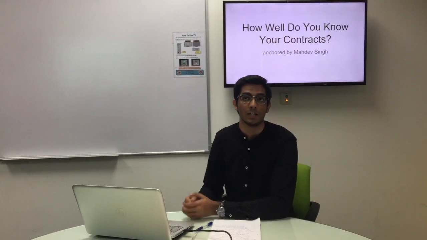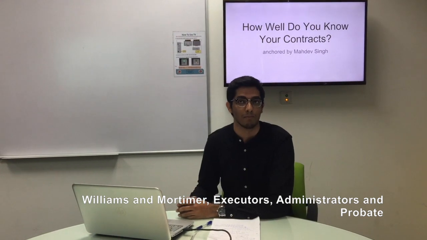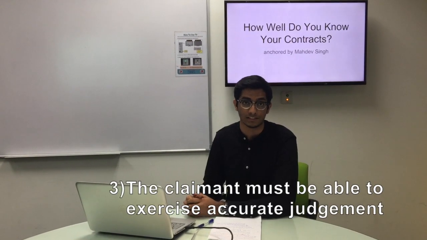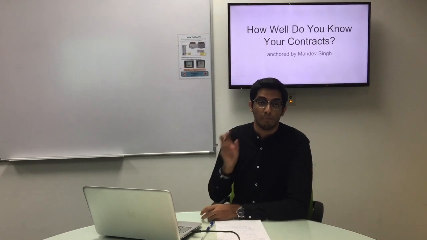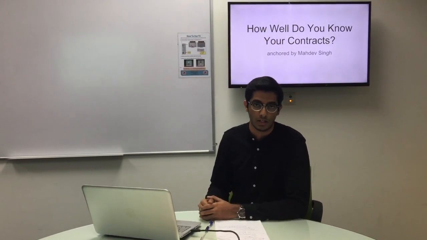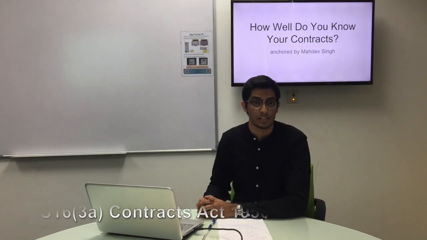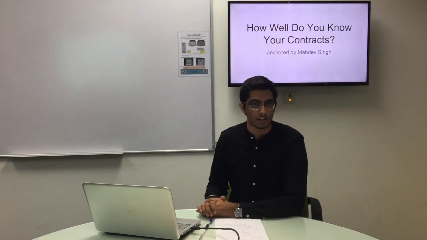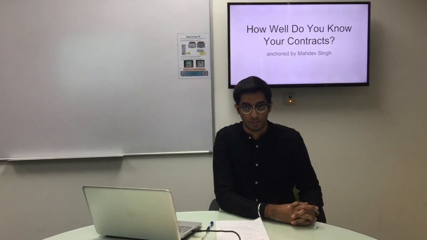This is where we move into the words put in the book called Executors, Administrators and Probate by Williams and Mortimer, that the claimant, upon receiving this advice, must be able to exercise accurate judgment that is free from any form of influence. Before we compare and contrast the differences and similarities between the common law and Malaysian law, let's look at the burden of proof that is set on the defendant in Malaysian law. Under Section 16, Subsection 3A of the Contracts Act 1950, the burden of proving that the contract was not induced lies upon the person in a position to dominate the will of the other.